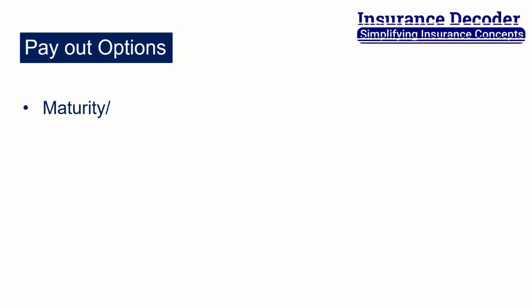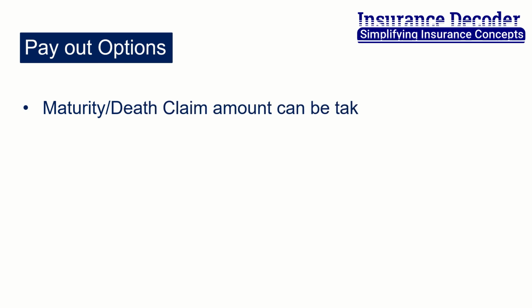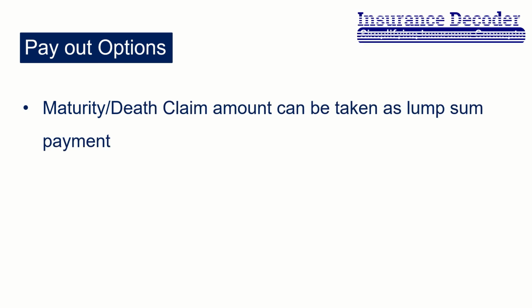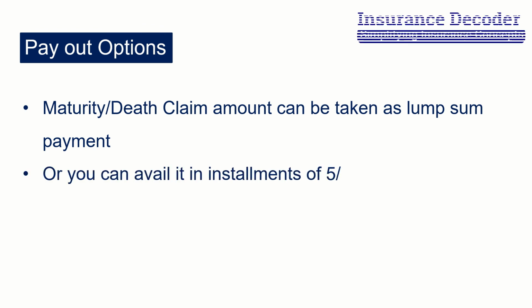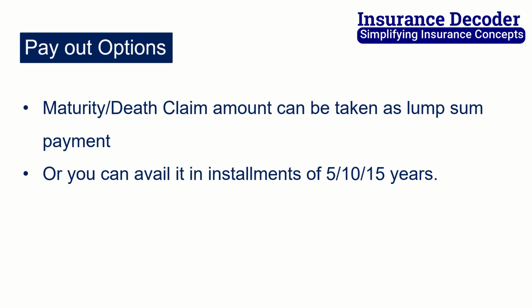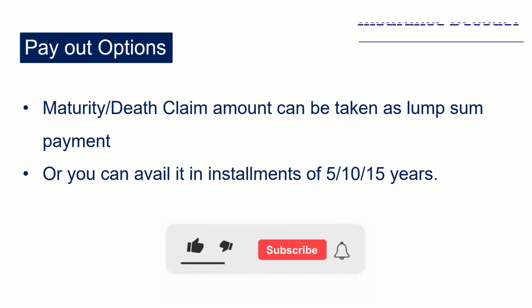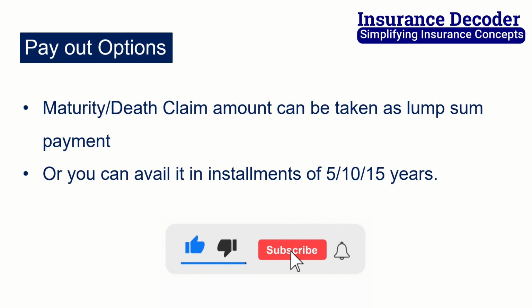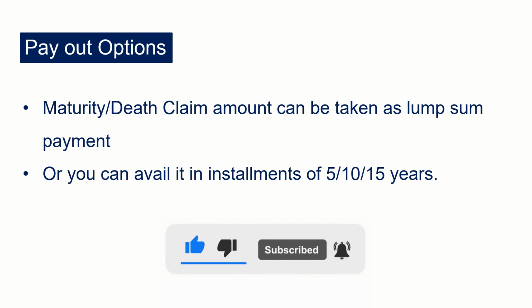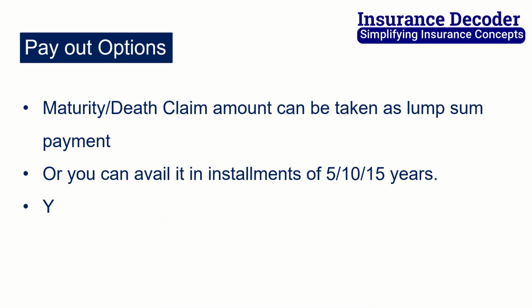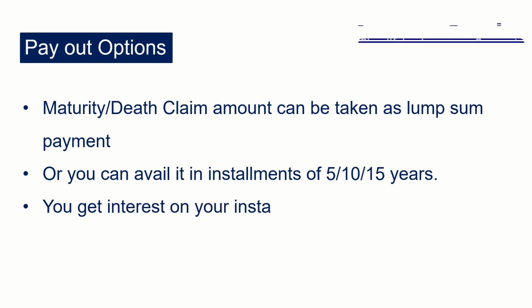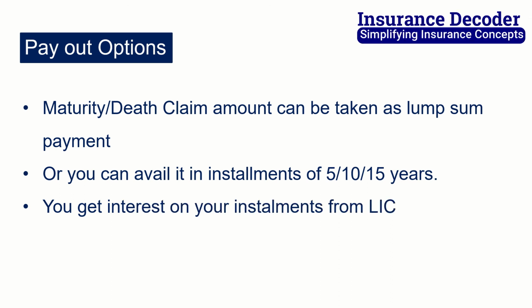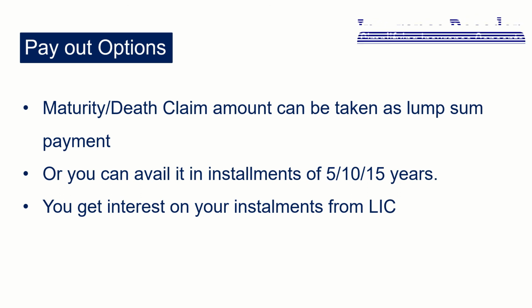Payout options: you can get the maturity and death claim amount in a lump sum payment in one installment, or it can be taken out in different installments, say 5, 10, and 15 years options. You need to note here that this option needs to be exercised by the policyholder only. If the policyholder dies, the nominees cannot exercise the option of availing the amount in installments. And LIC pays you interest if you opt for the installment option. So this is how this functions.